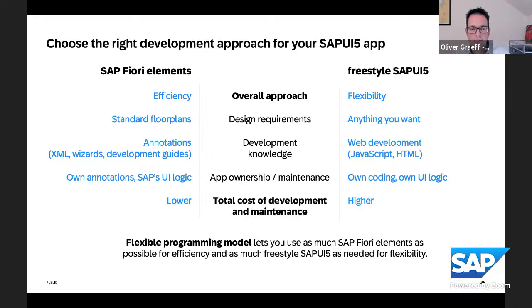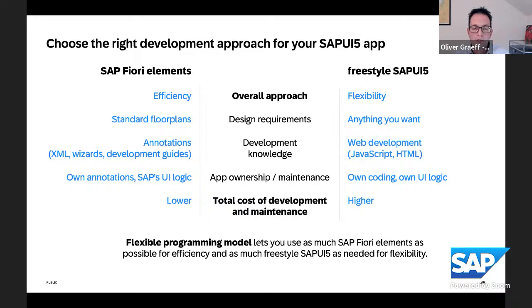And this is again showing the differences. So for example, what development knowledge is needed? For Freestyle UI5, on the right, you would need web development skills. You would need to know about UI5, JavaScript, HTML. Whereas if you use the Fiori Elements approach, you would need to know about the metadata to control the UI, about the annotations. And you see the differences here of the two approaches.